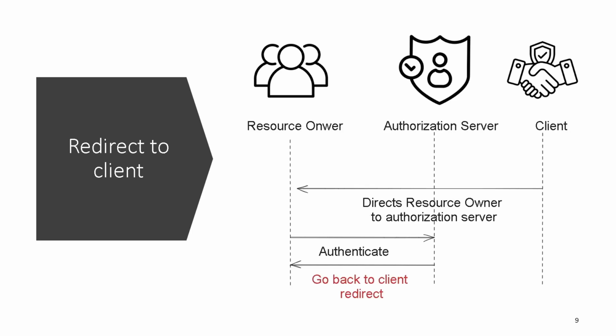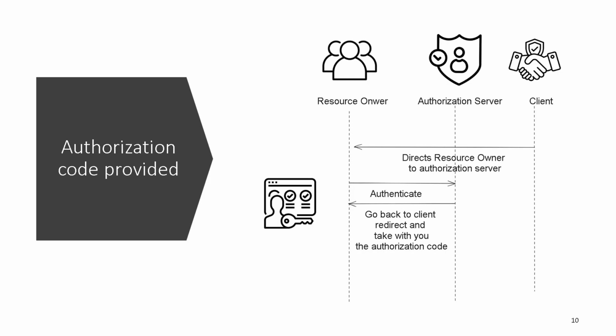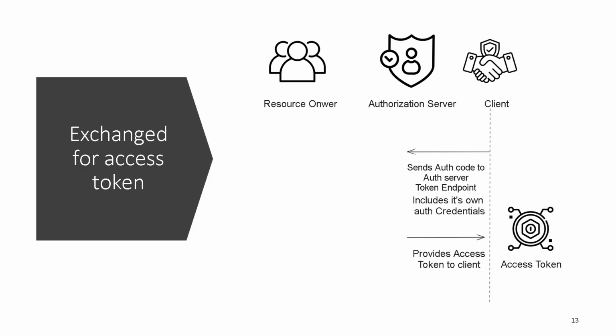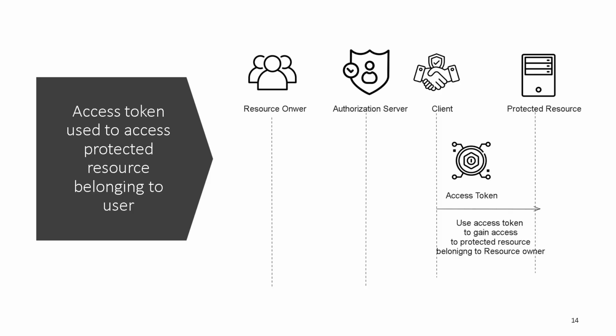Upon successful authentication and authorization, the user is redirected back to the client application. The authorization server provides an authorization code to the client application, signaling that the user has granted access. The client sends the authorization code back to the authorization server to request an access token. The authorization code is exchanged for an access token, which will be used to access the user's protected resources. Finally, the client uses the access token to access the user's protected resources on the resource server.